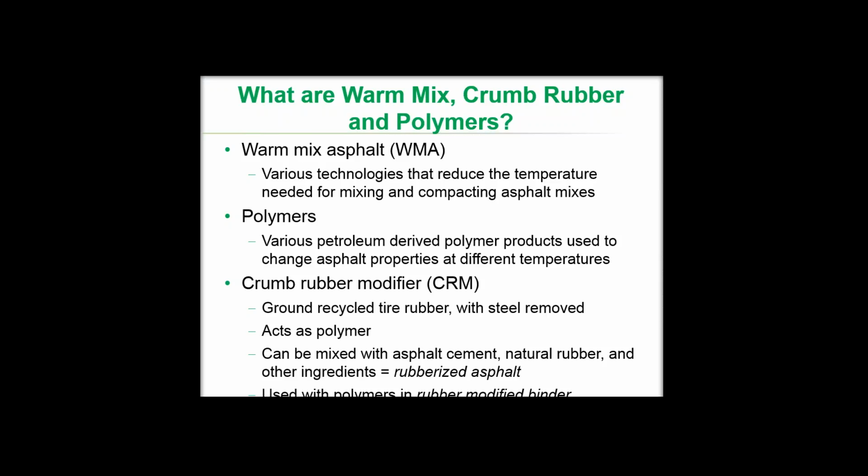Crumb rubber modifier comes from ground recycled tire rubber with the steel removed. It's chopped up. There's various sizes that you can use. It acts as a polymer. It can be mixed with asphalt cement, natural rubber, and other ingredients to create rubberized asphalt. It can also be used with polymers in rubber-modified binder. There's a lot of work going on right now on various uses of crumb rubber modifier. There's a lot of tires out there. In California, we each are responsible for about 1.5 tires a year that would otherwise go into a landfill.